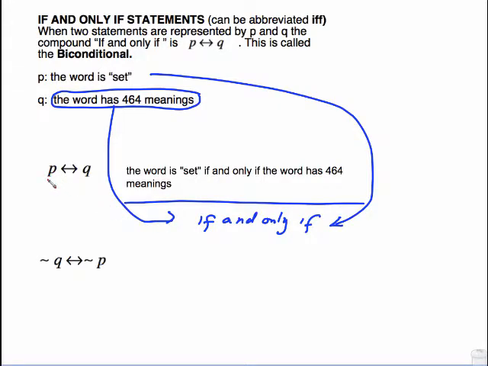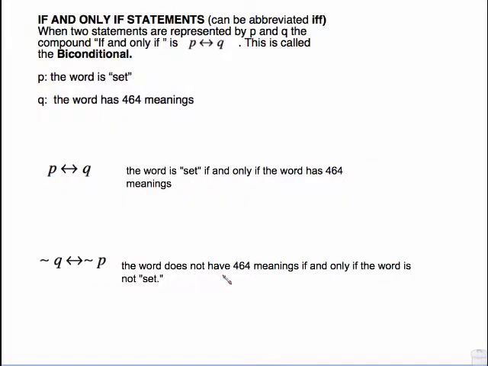Generally, we usually write this with whatever came first. So P came first, so that's why we wrote the word is set. But there's nothing wrong with saying the word has 464 meanings, if and only if the word is set. This would translate as not Q, if and only if, not P. Not Q would be the word does not have 464 meanings, if and only if the word is not set.